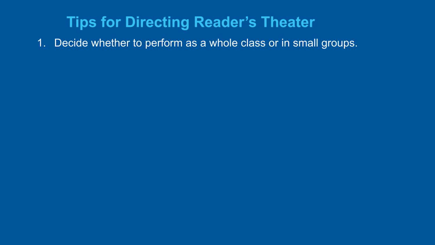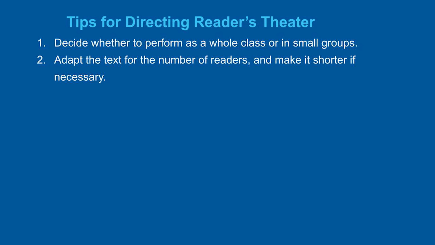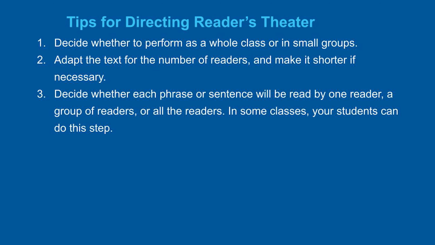Finally, here are some tips for directing a successful performance of reader's theatre. Decide whether to perform as a whole class or in small groups. Adapt the text for the number of readers and make it shorter if necessary. Decide whether each phrase or sentence will be read by one reader, a group of readers, or all the readers. In some classes, your students can do this step.